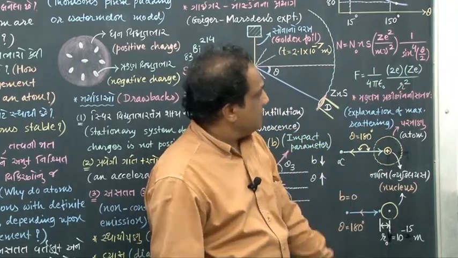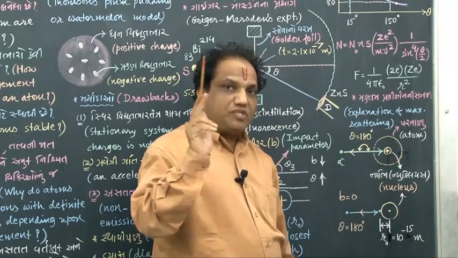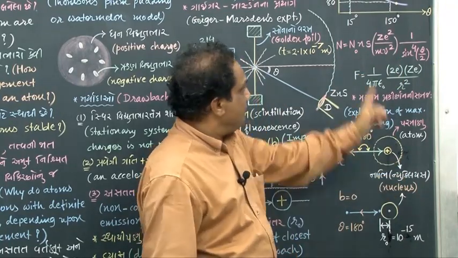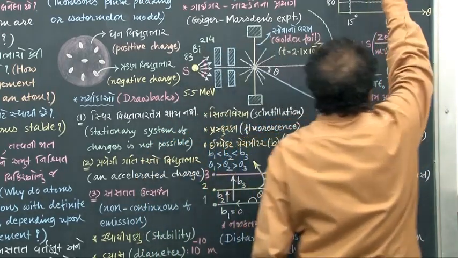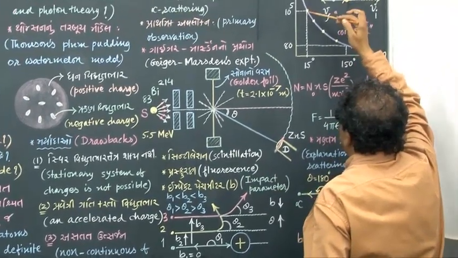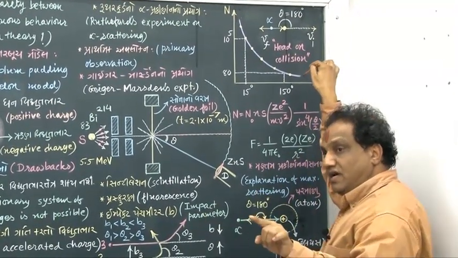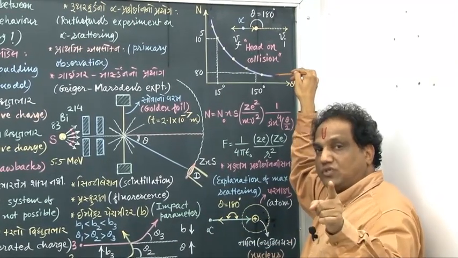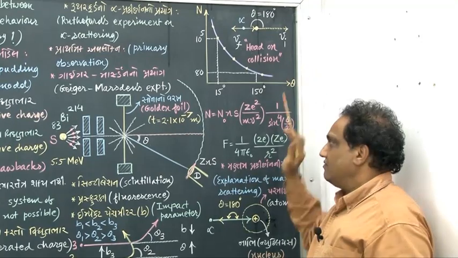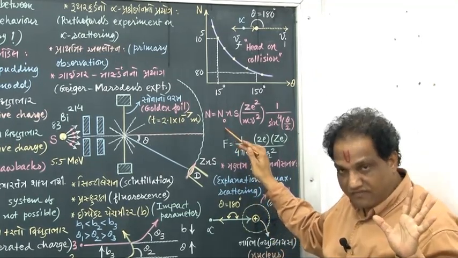Correct? Fine. Now, using this theoretically derived result, when Mr. Rutherford plotted the graph of N versus theta, that theoretical graph superposed on the graph obtained practically. If the theoretical and practical graphs overlap each other, it shows the correctness of this formula. This formula was very much correct. Okay, fine.